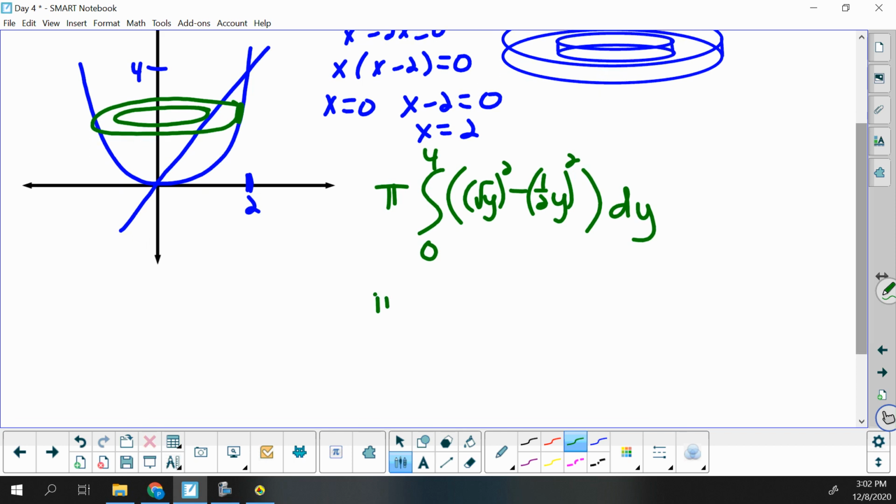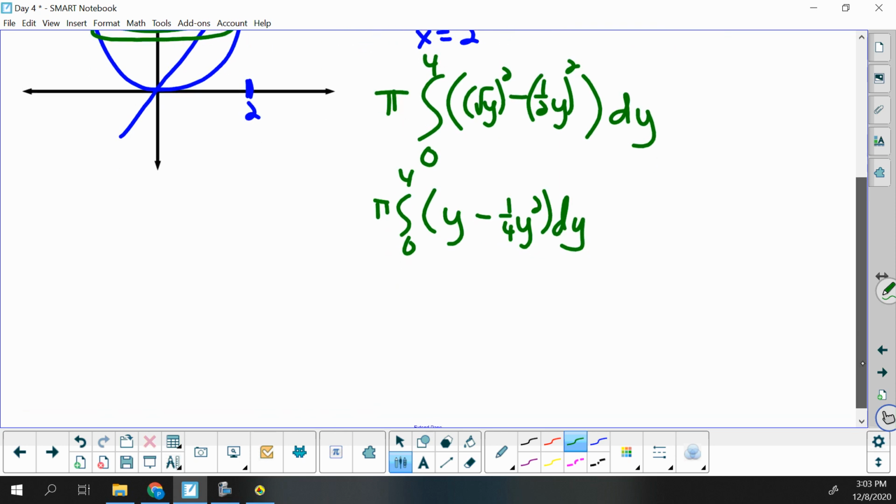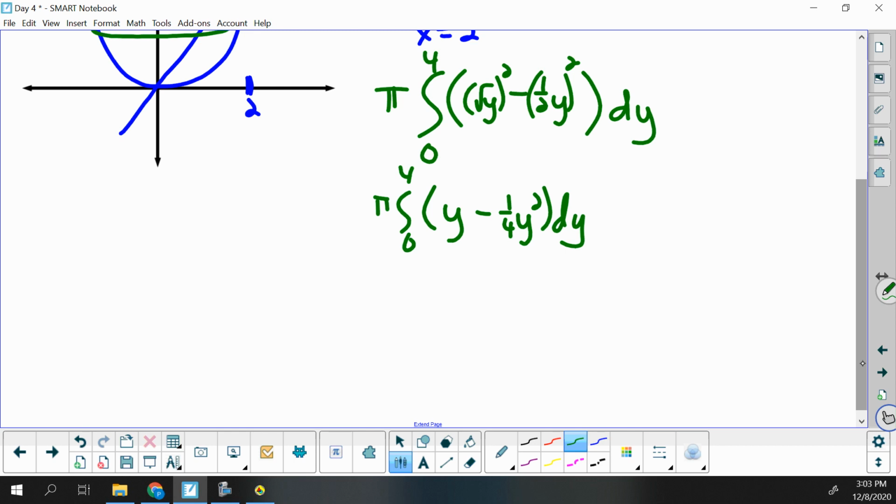Always neaten it up before you take your antiderivative. So we'll have y minus 1/4 y squared dy. This will give us 1/2 y squared minus 1/12 y cubed. And we'll evaluate from 0 to 4.